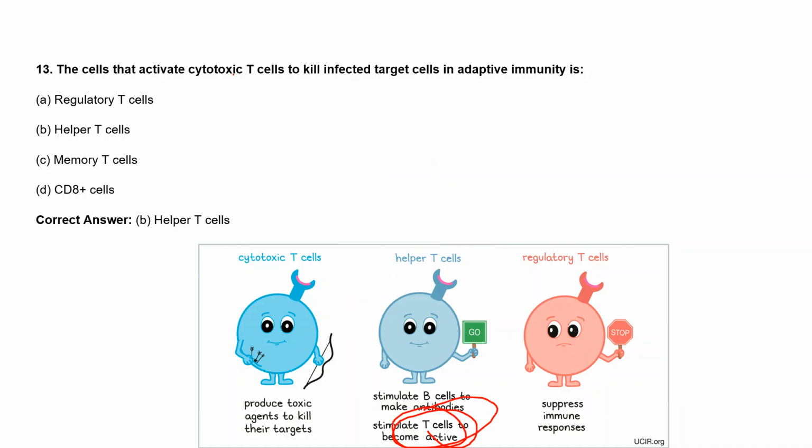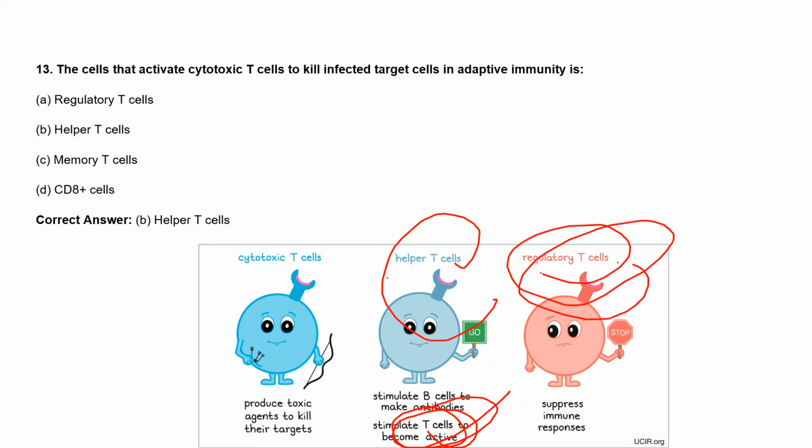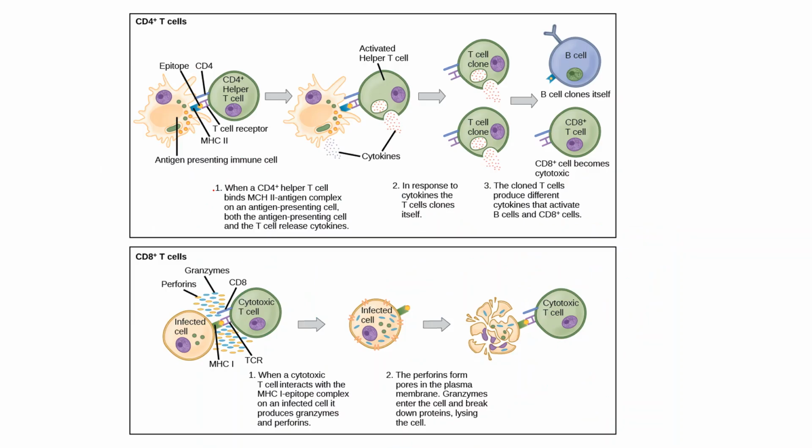So the cells that activate cytotoxic T cells to kill the infected targets in adaptive immunity are the helper T cells, because these helper T cells also stimulate the cytotoxic cells to become active. Another type of T cell is the regulatory T cells, which suppress the immune responses. So how does it stimulate these T cells? Let's see. So these are the CD4 T cells.